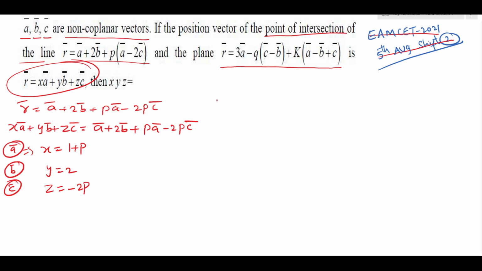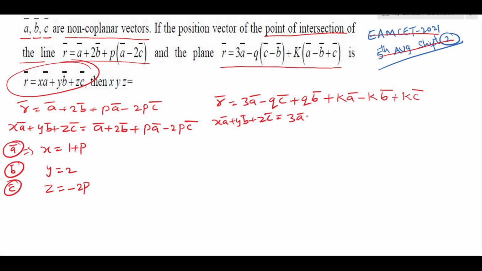Substituting in the plane equation, that is r bar is equal to 3a bar minus qc bar plus qb bar plus ka bar minus kb bar plus kc bar. Now r bar, that is xa bar plus yb bar plus zc bar, is equal to 3a bar minus qc bar plus qb bar plus ka bar minus kb bar plus kc bar. Now equating the coefficients of a bar on both sides, x is equal to 3 plus k, and b bar coefficients, that is y is equal to q minus k, and c bar coefficients, z is equal to minus q plus k.